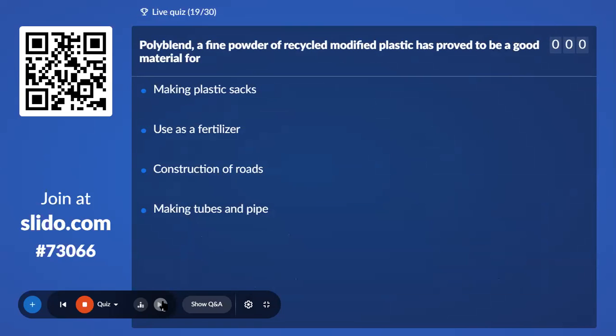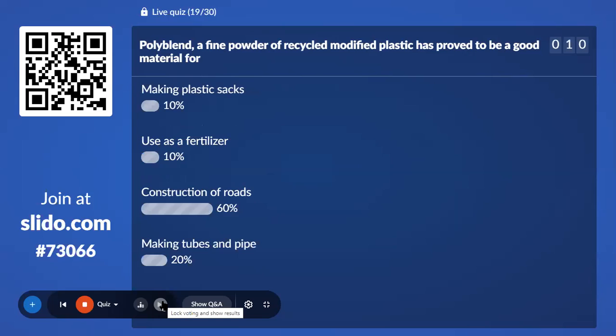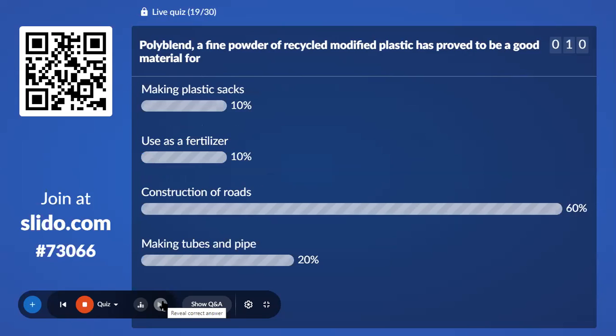Next question. Polyblend, a fine powder of recycled modified plastic, has proved to be a good material for making plastic sacks, use as a fertilizer, construction of roads, making tubes and pipes. Give the answer in 10 seconds. Let's check the poll rate. And 60% of students voted it as option C. Let's reveal the correct answer, and it's construction of roads.